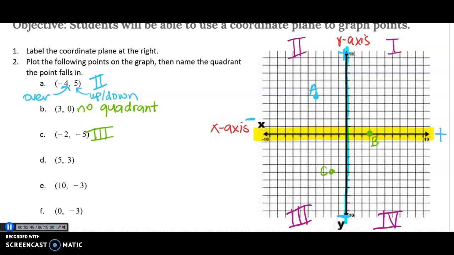You guys plot the next 3 and decide where they need to go. After plotting my points, I find that D went to the right 5, up 3, and is in quadrant 1. E went to the right 10, down 3 in quadrant 4, and F didn't go over any at all, just went straight down 3 to be in no quadrant because it's on the y-axis.